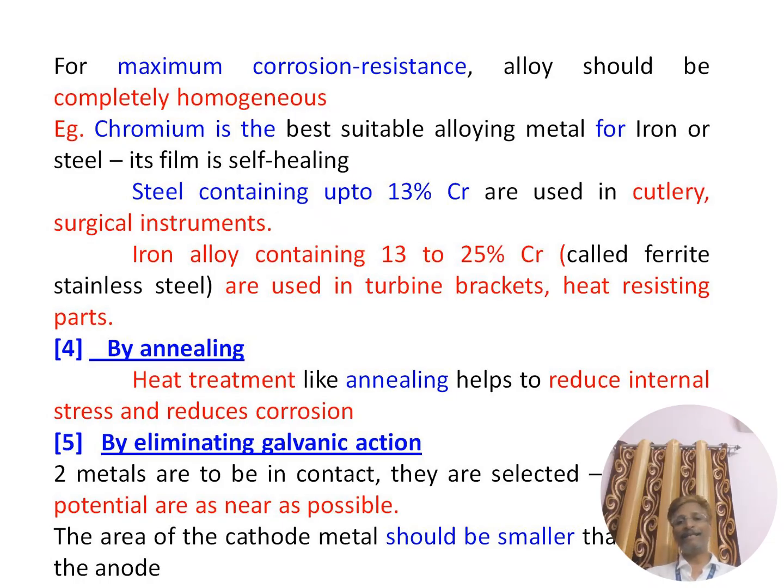Then, by eliminating galvanic corrosion, when two metals are to be in contact, they should be selected based on the electrochemical series. The electrochemical series means an arrangement of electrode potentials. There is an order in which the metals are arranged based on the electrode potential. If they are very close to each other, the rate of corrosion will be less.